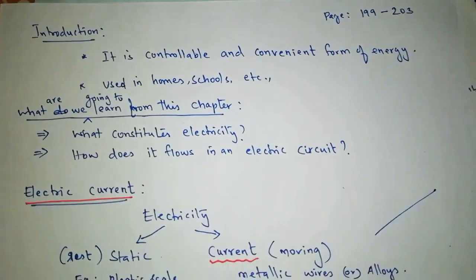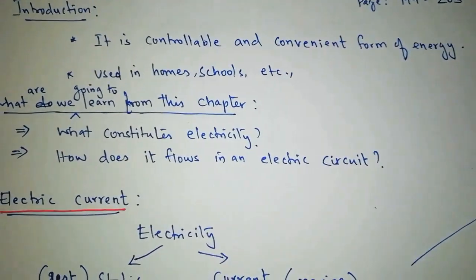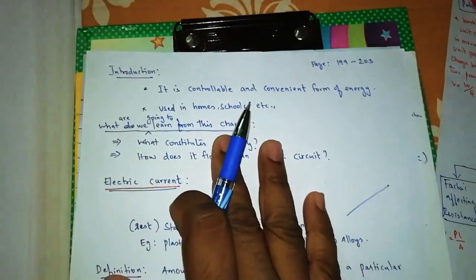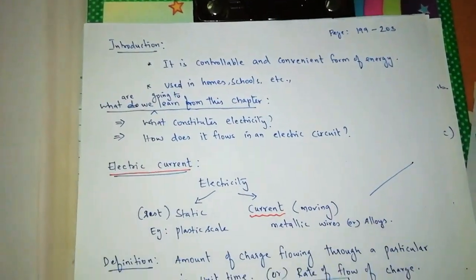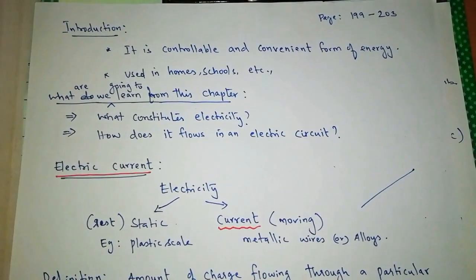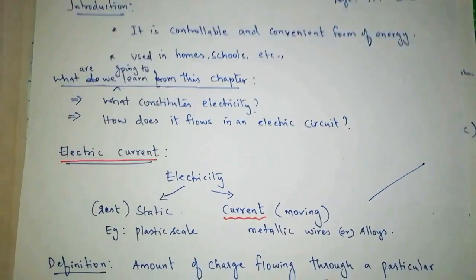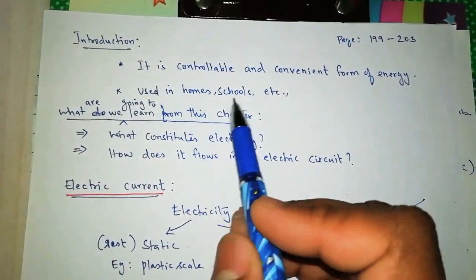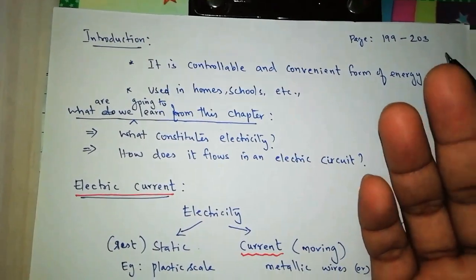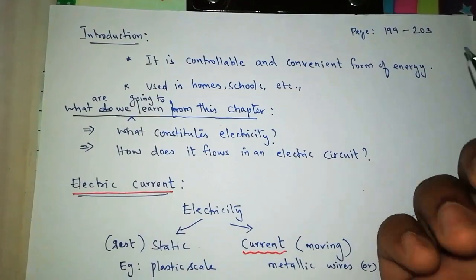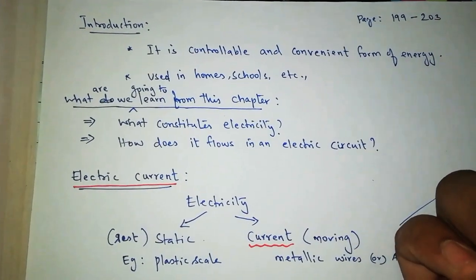So only a few pages are there, right? And okay, what is the introduction of this chapter? Introduction. When we are talking about electricity, it is a controllable and also convenient form of energy, right? That is why we are still using it in our home, in our school, wherever you go, you can see electricity is there. So electricity is becoming more convenient, right?